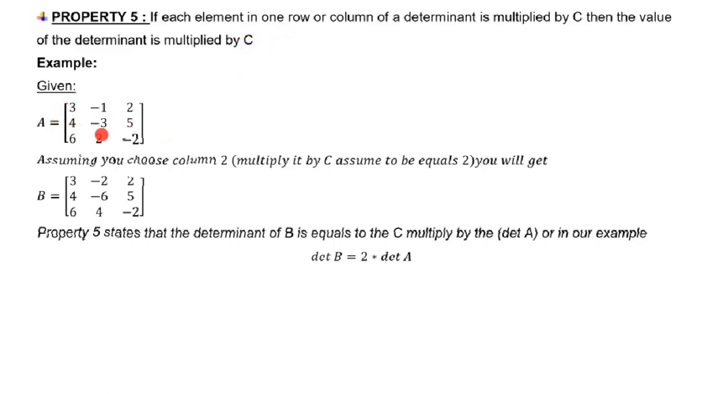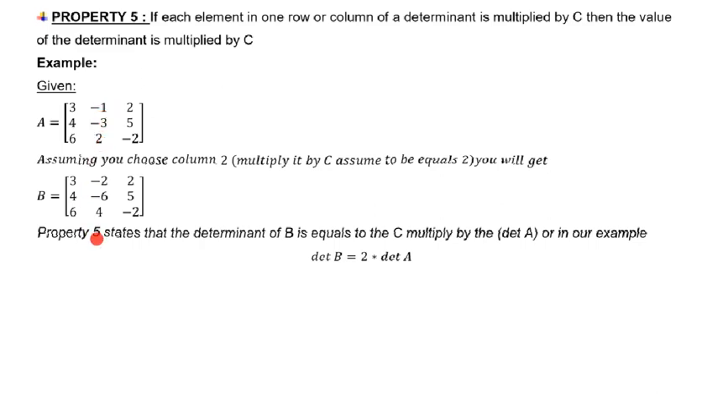So, we have here given example, assuming you choose column 2. So, we choose column 2 na i-multiply natin sa C. So, yung value ng C natin, let's assume that is equal to 2. So, you will get this matrix. So, parehas yung column 1 natin, parehas yung column 3 natin dito sa matrix A and B. However, yung column 2 natin, yung elements sa column 2 sa matrix B, minultiply natin ng 2 yung elements ng column 2 ng matrix A.